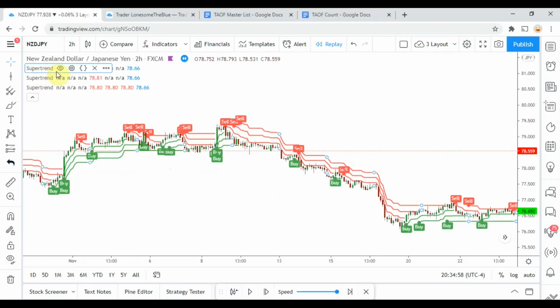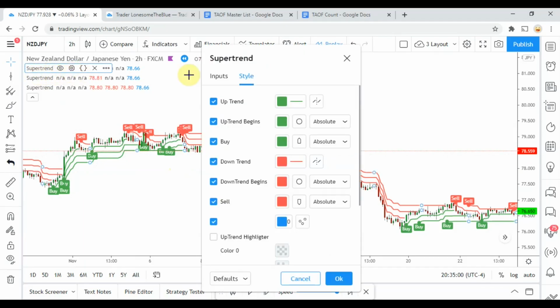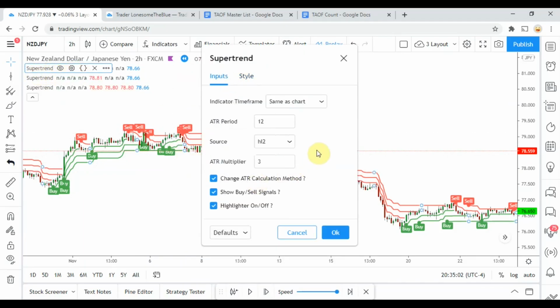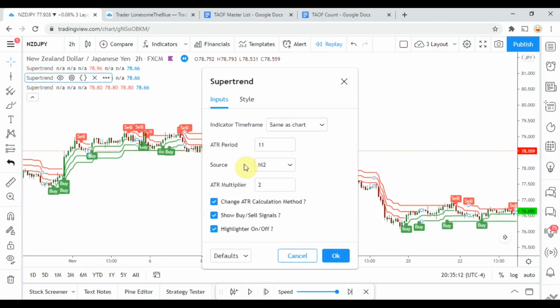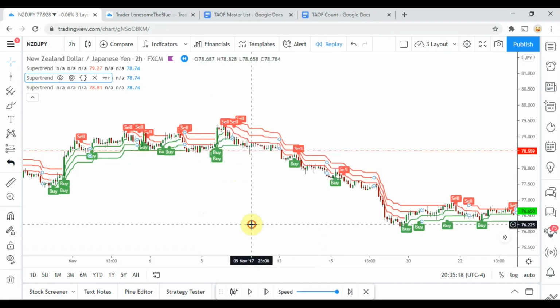And so we have the first super trend, which is set on an ATR period of 12 and an ATR multiple of 3. We have the second super trend, which is ATR period 11 and ATR multiple of 2.